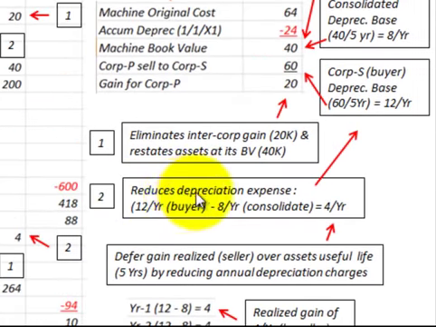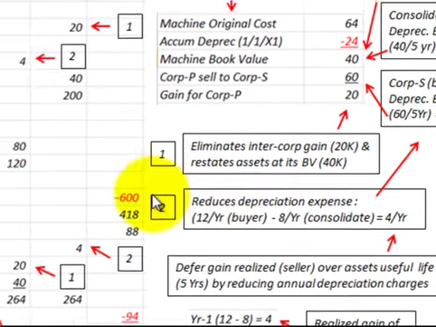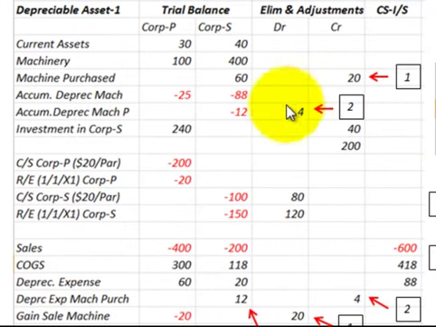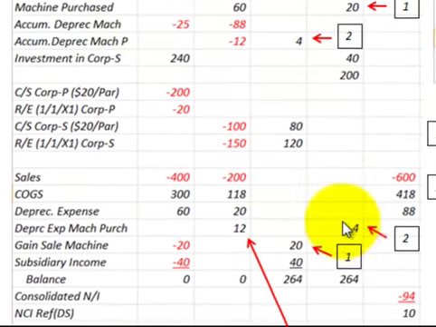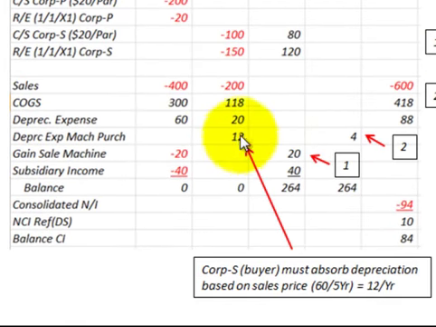Next, we have to account for this change in depreciation expense. So we go up to accumulated depreciation on the machine and debit that for $4,000, and then we go down to our depreciation expense on the machine purchased and credit that for $4,000. And if you note the $12,000 per year for Corporation S for the depreciation expense, Corporation S, the buyer, must absorb this extra expense of $12,000 per year depreciation.